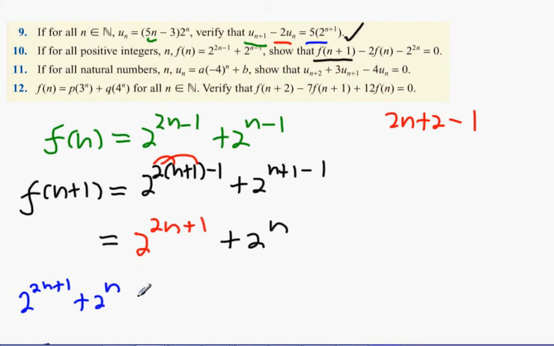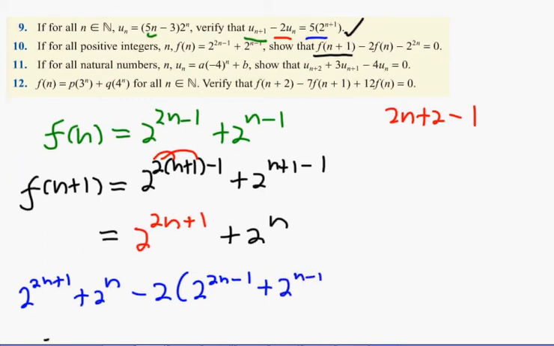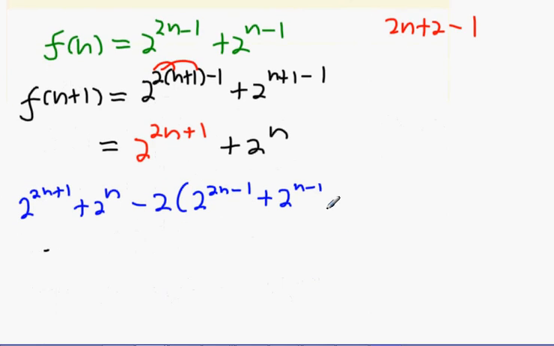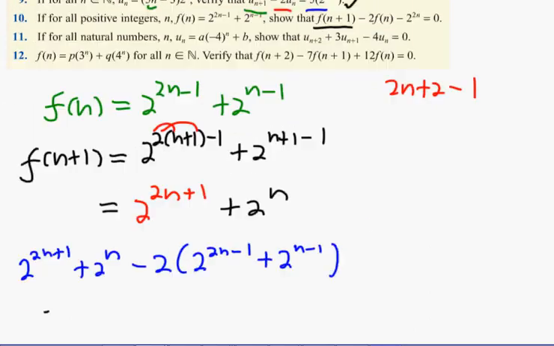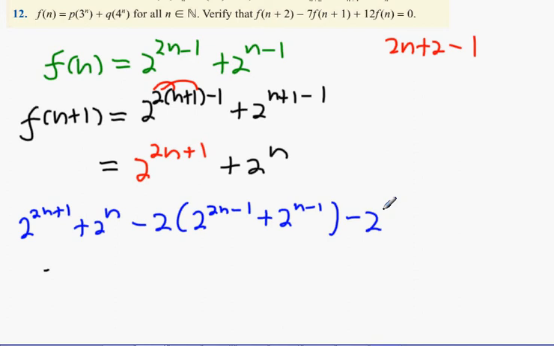It's asking you to take away 2 multiplied by the original formula, the original formula being 2 to the 2n minus 1. 2 to the 2n minus 1 plus 2 to the n minus 1. What's the n part of that then? Minus 2 to the 2n. Is it minus or plus? Sorry. Minus 2 to the 2n. And all that equals 0.